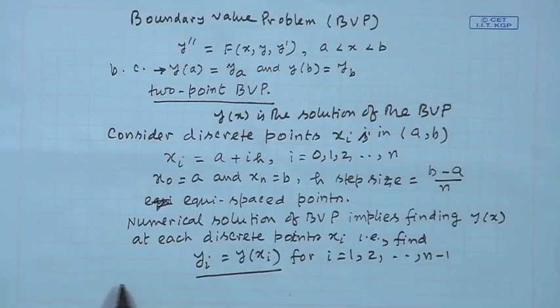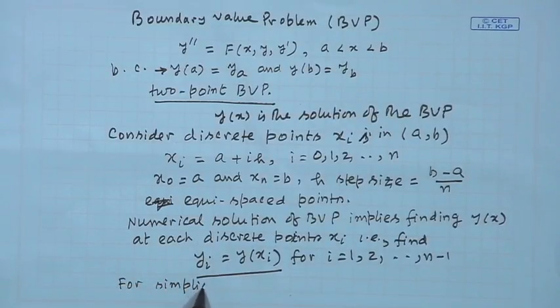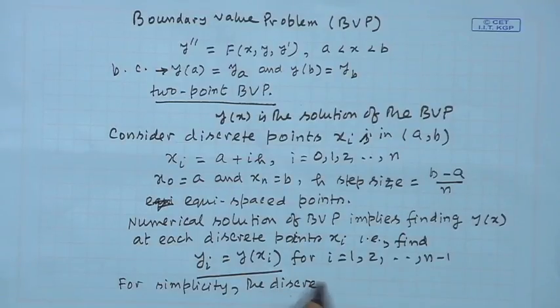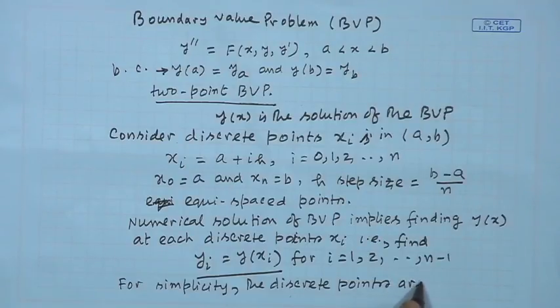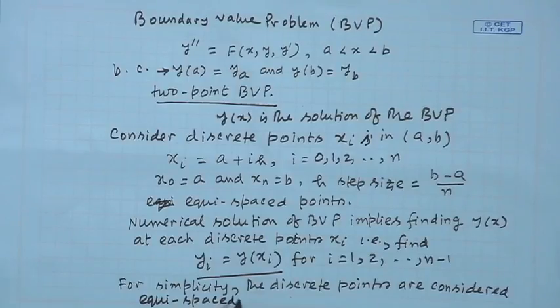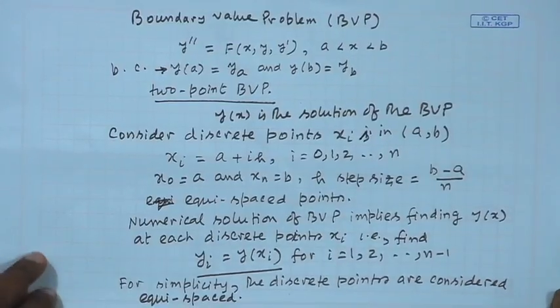Now, the points may be discrete. For simplicity, the discrete points are considered equispaced, because of equal intervals. Now, what are the methods? So, this is our objective.